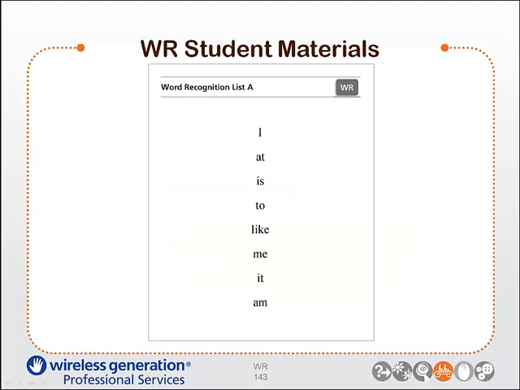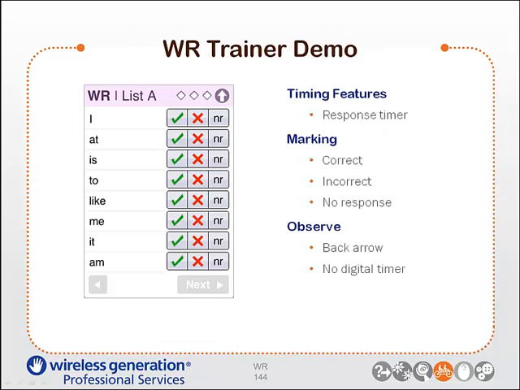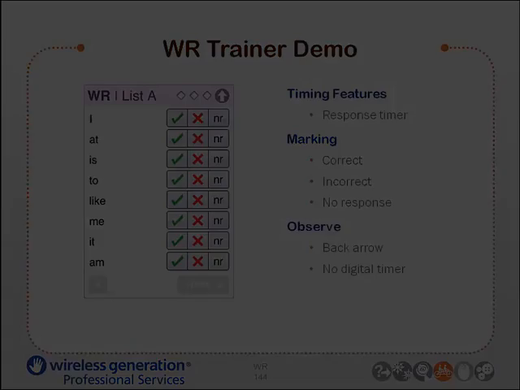Here's an example of what the student materials look like. It consists of three 24-item word lists, and the grade determines the starting point. So kindergartners would start on list A, and all other students would start on list B. This is what the actual assessment screen would look like. I'm going to walk through the actual assessment for word recognition.